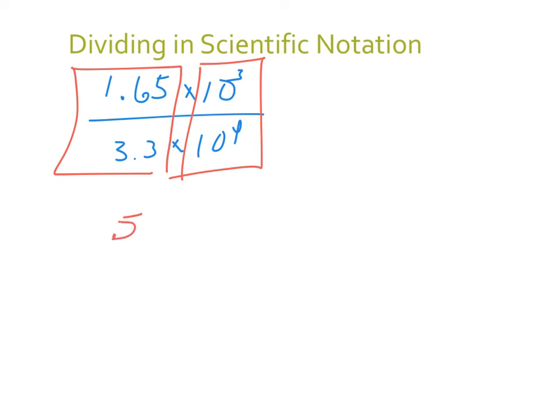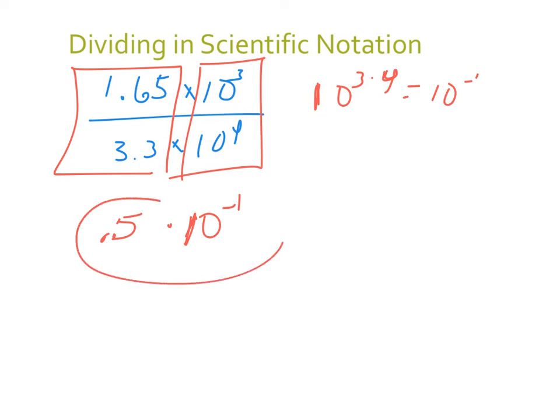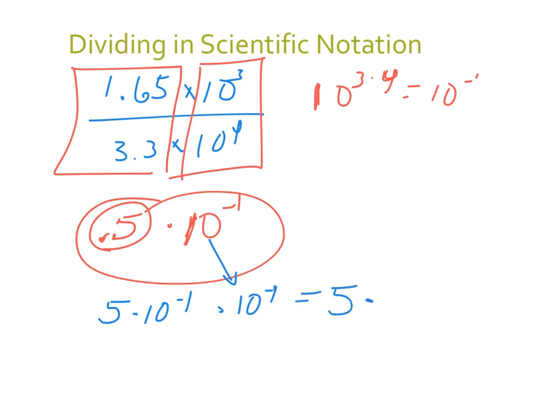Don't believe me? Check it out. 0.5. Now, we all know our rules: 10 to the third divided by 10 to the fourth is 10 to the 3 minus 4, or 10 to the negative 1. So 0.5 times 10 to the negative 1. Hey, that looks pretty good. Except, if this were 5 times 10 to the negative 1, you could quit. Here's the exception. This is not in scientific notation because the front number has to be between 1 and 10. So I rewrite the front number in scientific notation, which becomes 5 times 10 to the negative 1, times the other 10 to the negative 1. So I'm going to get 5 times 10 to the negative 2, which is, by the way, in standard notation, 0.05, right?